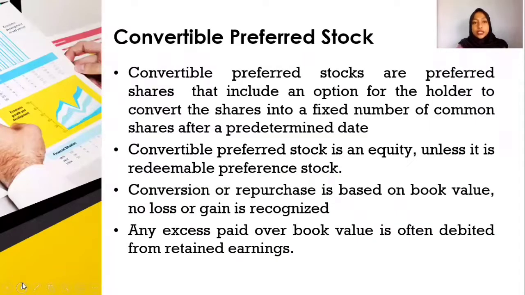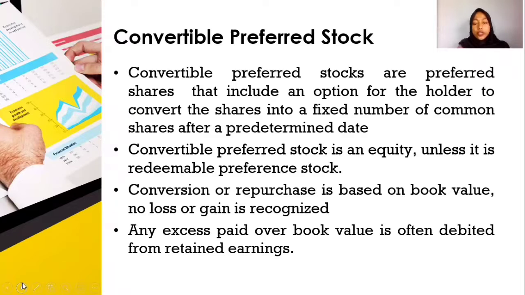Okay, the next slide is convertible preferred stock. Convertible preferred stocks are preferred shares that include an option for the holder to convert the shares into a fixed number of common shares after a predetermined date. Most convertible preferred stocks are exchanged at the request of shareholders, but sometimes there is a provision that allows the company or issuer to force the conversion.